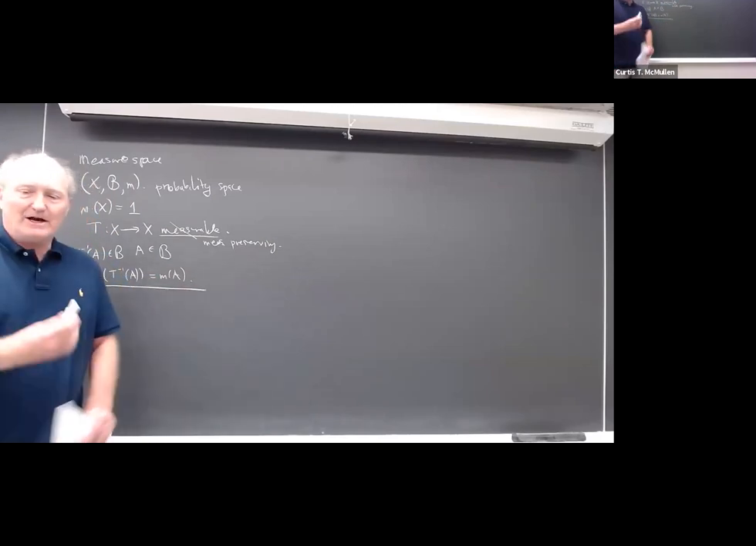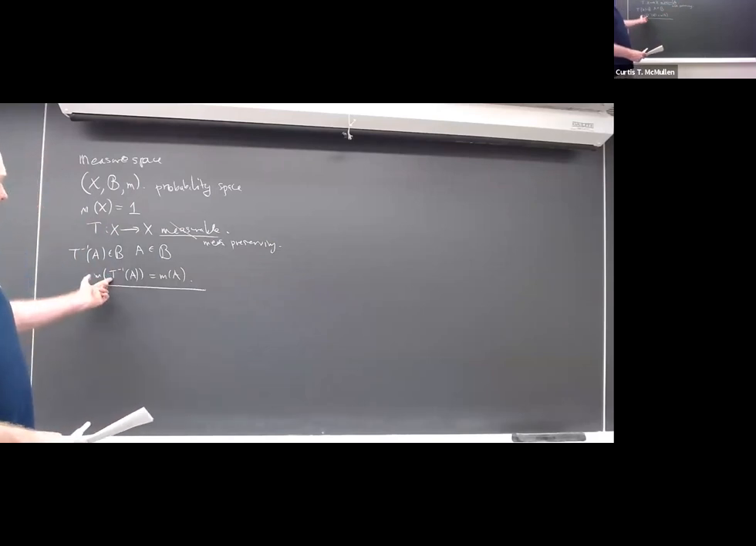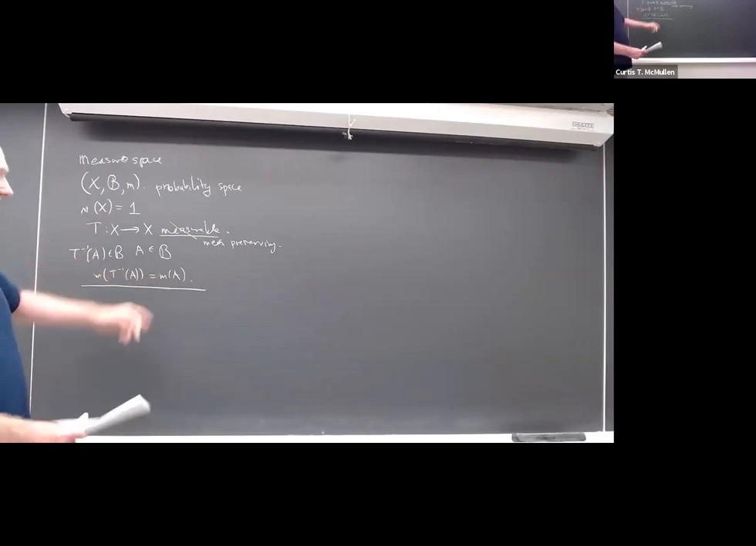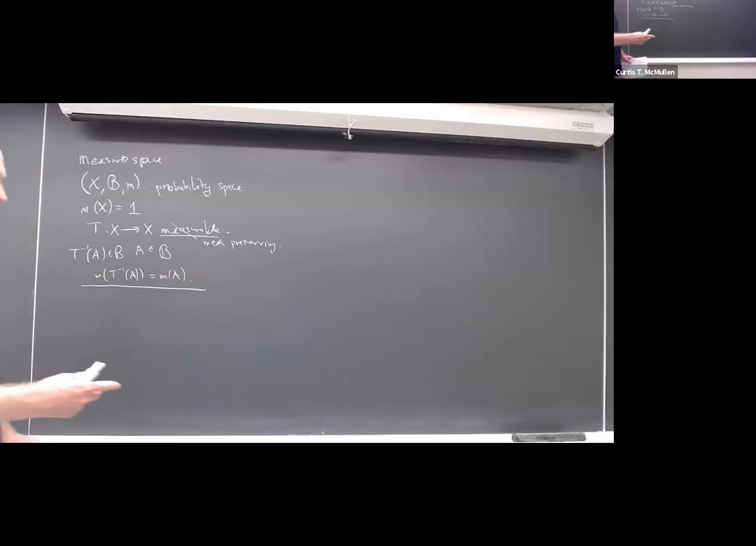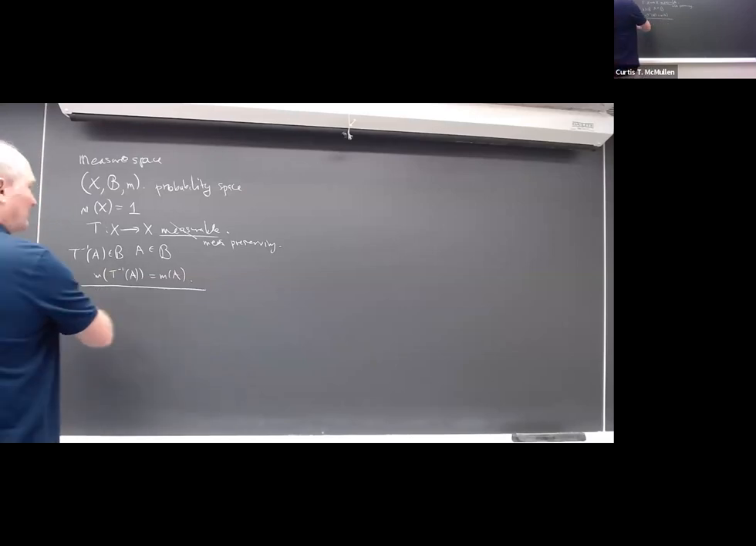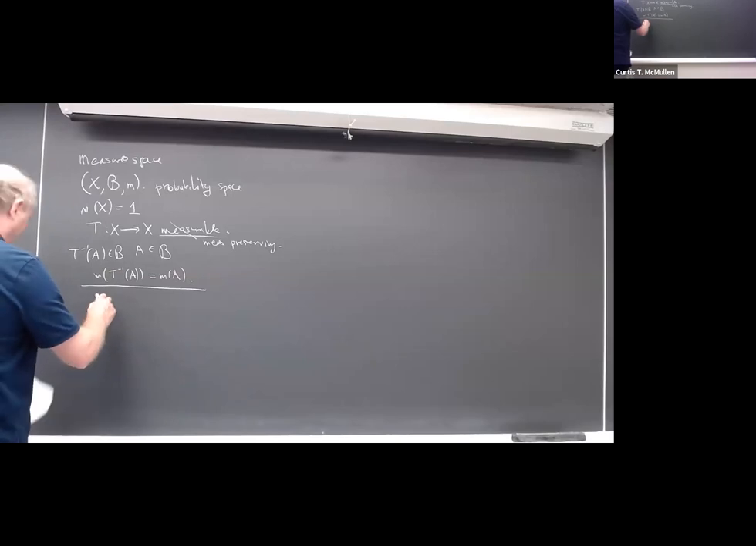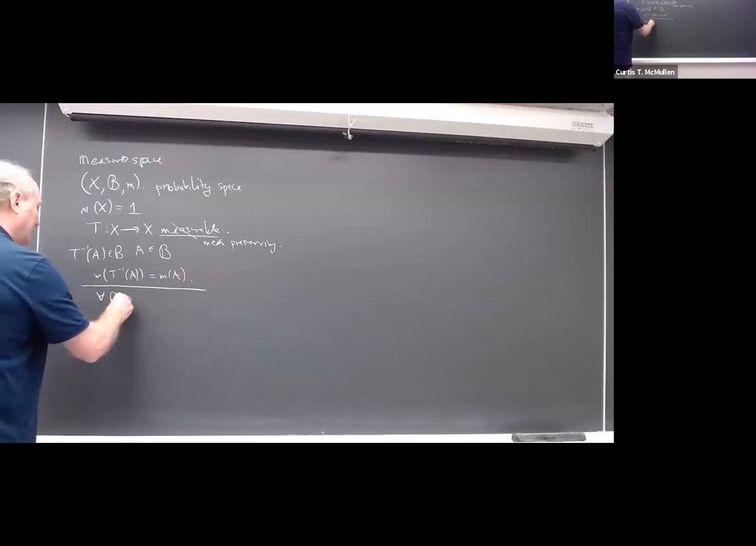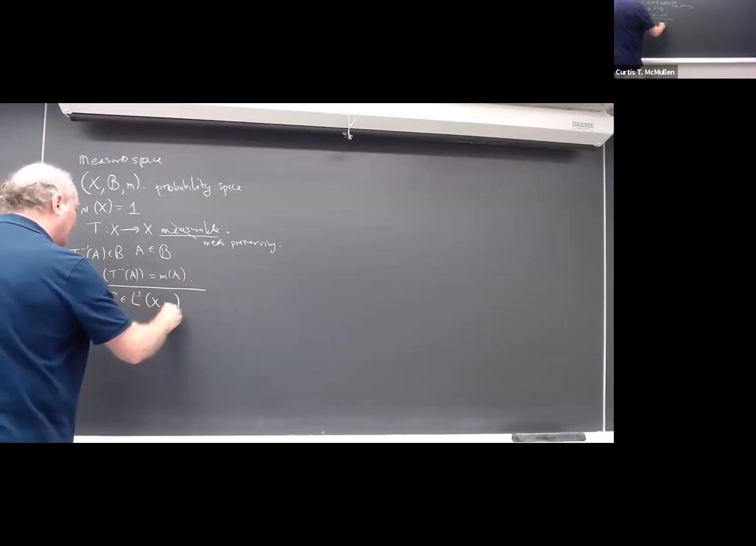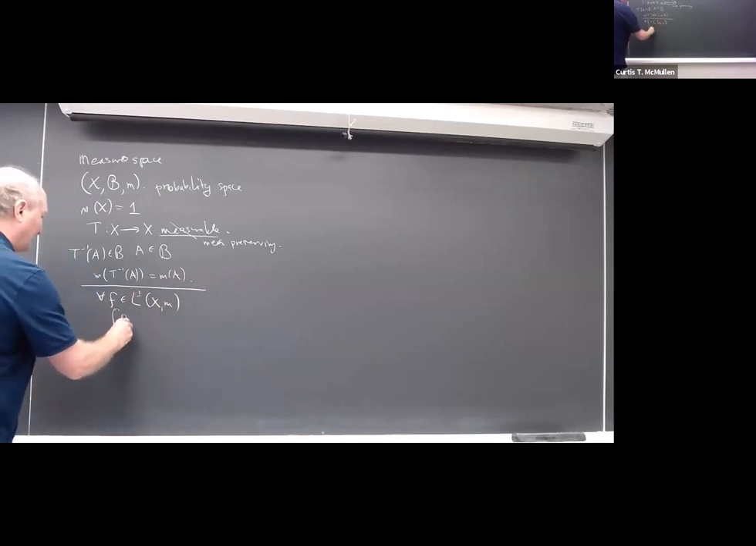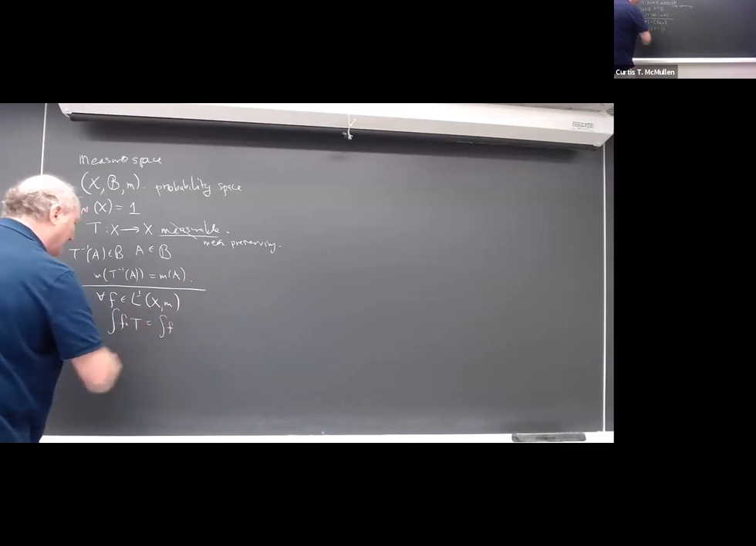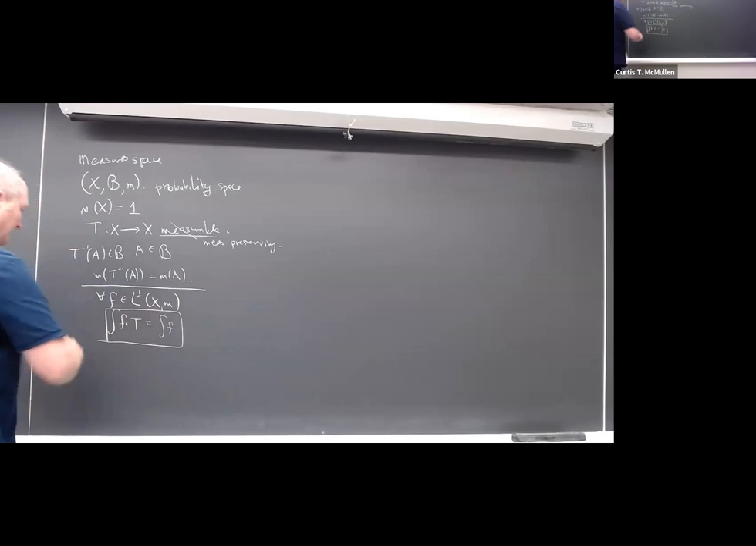And now often, but not always, we will require that T is invertible. In that case, you could just say the measure of T of A is equal to the measure of A. But there are interesting examples where T is not invertible, and we'll see some soon, and it's nevertheless measure preserving. A nice way to write this, that I like, is that for all functions F in L1 of X with respect to its measure, the integral of F composed with T is equal to the integral of F. The integral being, of course, with respect to Lebesgue measure on X.